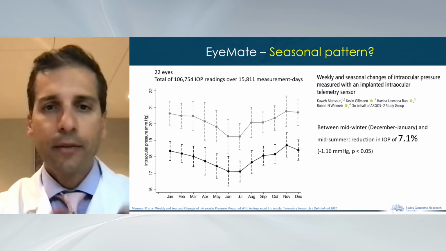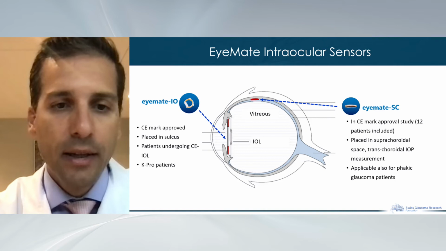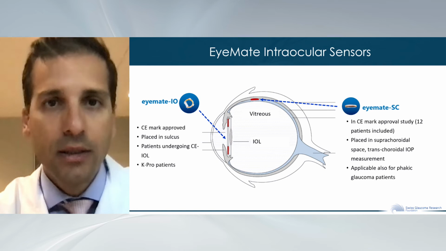Now, the first sensor is used during cataract surgery. We developed another one to use during glaucoma filtering surgery and place it in the suprachoroidal space. The device functions in a similar manner. It is rectangular. You see the dimensions on the next slide. Next slide, please.